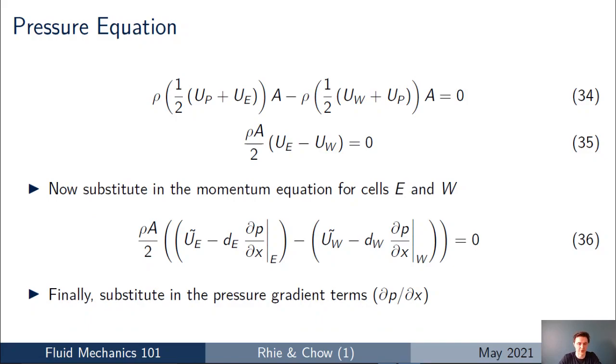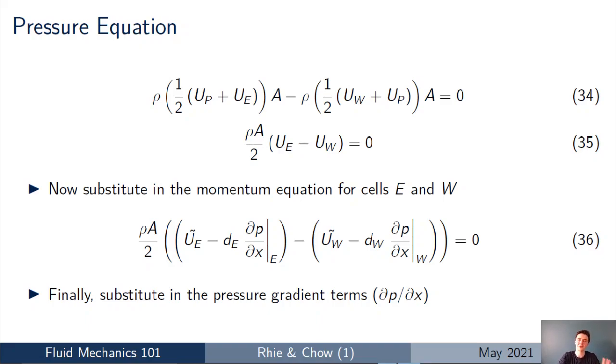We arrive at equation 35. And what you'll notice is that those UP terms, the velocity at the centroid of the cell we're interested in, cancel out. And we've now got the velocity at the centroid of the cell on the east and the velocity at the cell centroid of the cell on the west, UE and UW. They of course are going to have to be equal.